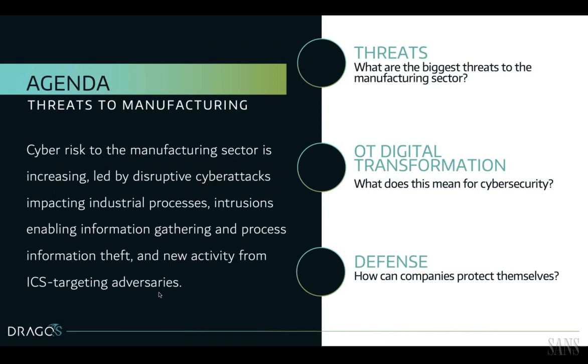But today I'm going to be focusing on three key points. One is the threats. What are the biggest threats to the manufacturing sector? Who are the adversaries? What are they targeting? How can they have impact to operations? And then you have OT digital transformation, and what does this mean for cybersecurity? How can we make sure that we are keeping our assets, our plants, and factories secure? And finally, defense. How can asset owners and operators protect themselves from these threats and have very robust cybersecurity operations? So to get started with the threats, let's talk about the ICS targeting activity groups.